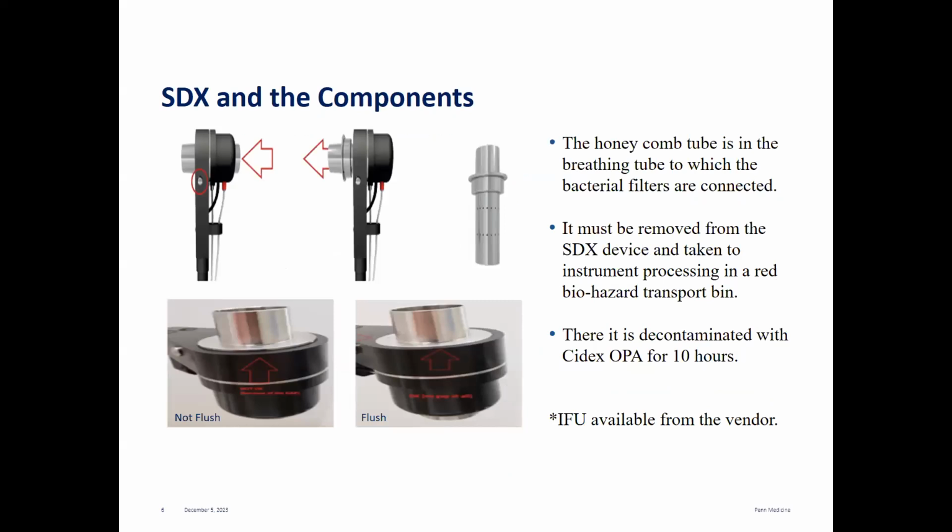So the silver component is called the honeycomb, and filtered air will pass through it in both inspiration and expiration. It is in the breathing tube where the bacterial filter is connected. Usually the only time it is removed is for cleaning. So this button will eject the honeycomb out of the sensor. And it's supposed to be flush on it and not look like this, not flush.